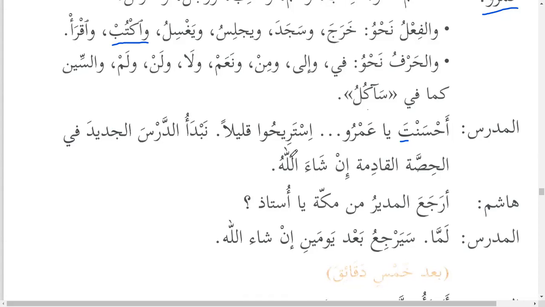Istirihu qalilan, take some rest. So this is fi'l al-amr as well. We should follow it now, sir. Sorry? Yeah, of course we will. Istarihu qalilan, take some rest, and this is fi'l al-amr as well, which is the 10th form of the verb. So you have to take some rest when you reach the 10th form of the verb. Irfan, we have reached only the 5th one. So don't forget that we have to reach it in order to be able to take some rest.